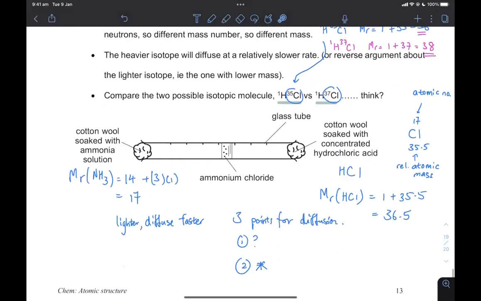In the context of topic 1, we never really care about chlorine 35, chlorine 37, unless the question specifies this. Unless the question specifies, we just look straight from the periodic table. This is what we always do.